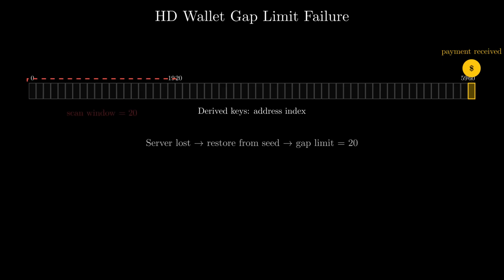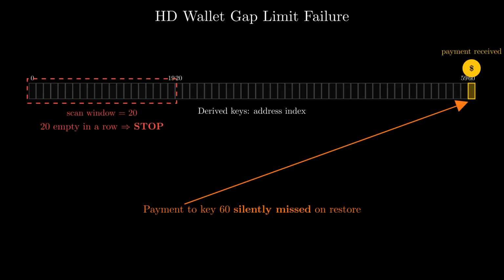Here's where it breaks. Suppose Gabriel's store hands out addresses 0 through 59 and nobody pays. Address 60 receives a payment. Gabriel loses his server, restores his wallet from seed with a default gap limit of 20. The wallet scans keys 0 through 19, sees 20 empty addresses in a row, and stops. That payment to key 60 is silently missed, still on the blockchain, still owned by his keys but invisible to the wallet.